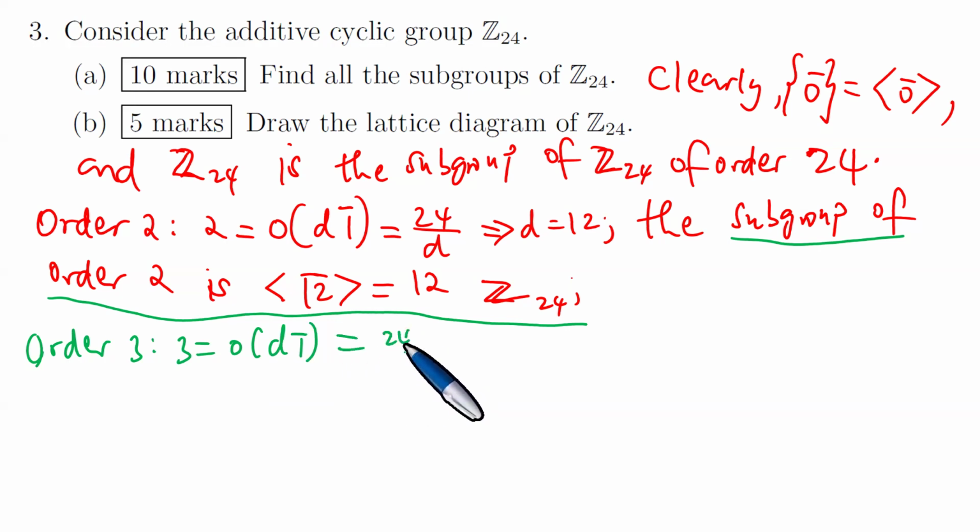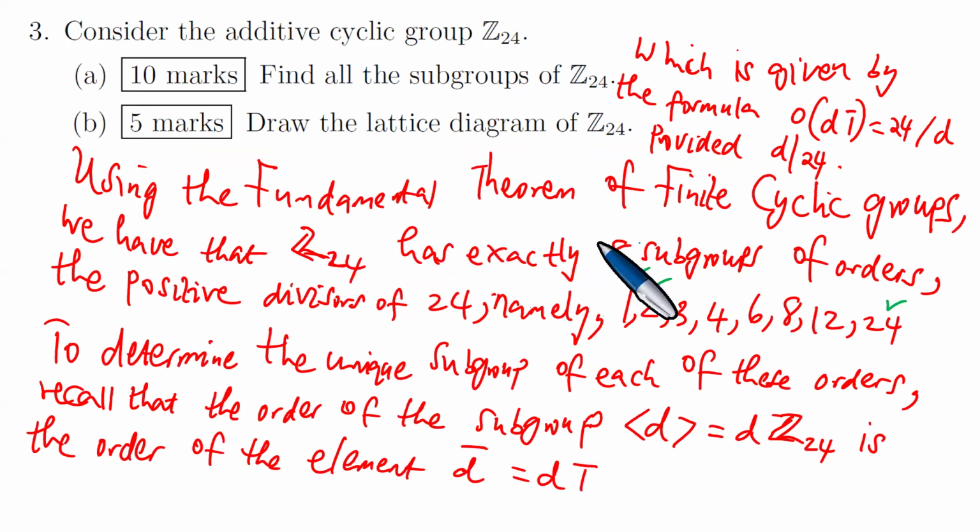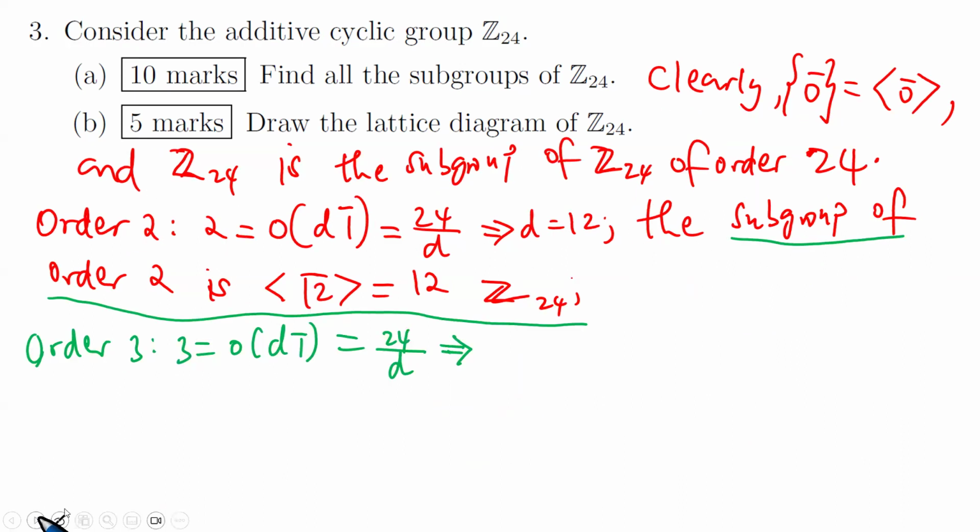Okay, which is 24 divided by D. So now, if it's 24 divided by D, because we're dealing with order 3, everything will start like this. All the problems start like this, and then you just put the orders there. Order 3, because they came from the list of those orders from the fundamental theorem of finite cyclic groups. And so now we have this.